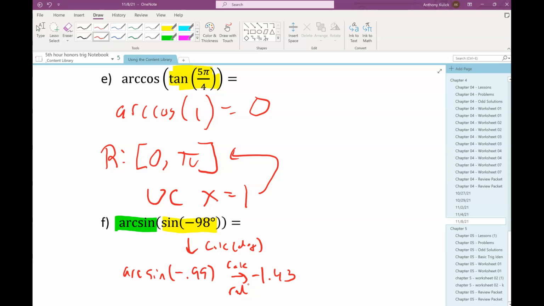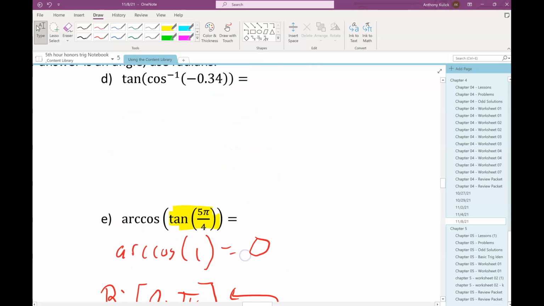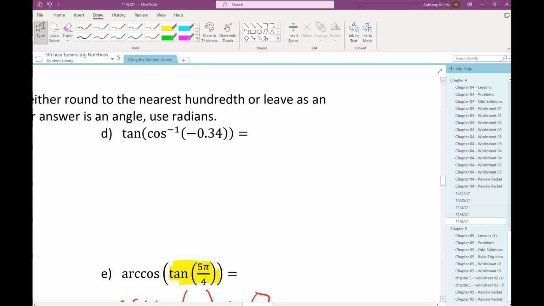Or not. Maybe it's a really good question. Maybe I'll ask you to have something like that on the test where you really have to make sure you understand what's going on so you can use your calculator effectively. I don't know. Who knows? Could you do D on the same page? Sure.